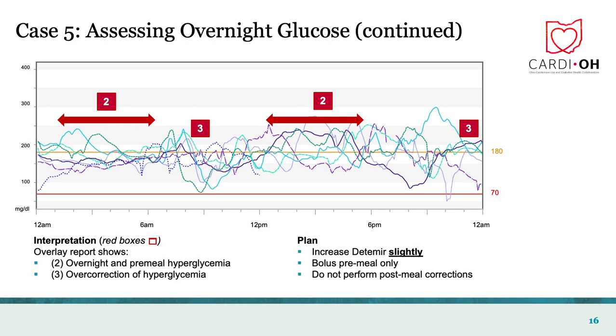So the answer here is a little bit more complex. I would actually increase the Detemir, the long-acting insulin, slightly, but advise the patient to bolus pre-meal and not perform extra corrections post-meal. So this individual should be able to get back to the level of glucose control that they had previously. And this is case number 6.